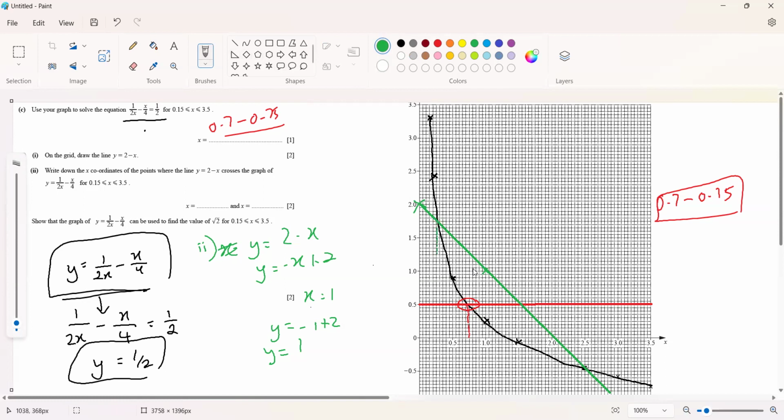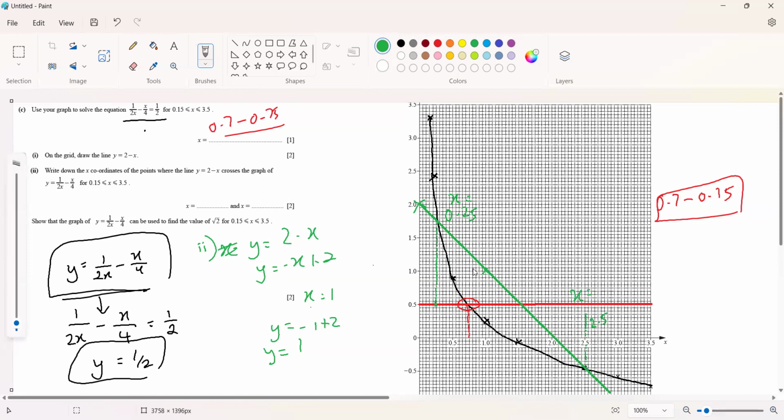Your answers will not be the same as mine because my lines are a little bit thicker, so there is always a range to work with. So it's 0.1, 0.2, 0.25. The x coordinate here I got was 0.25. And for the second one, I got around 2.5-ish, somewhere around 2.5. It's not precise here, as I said previously.